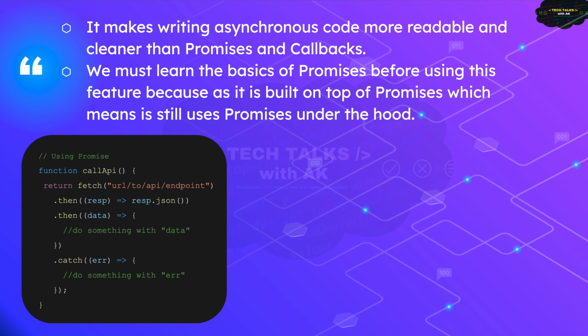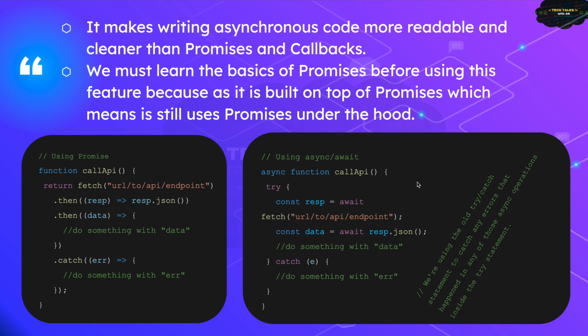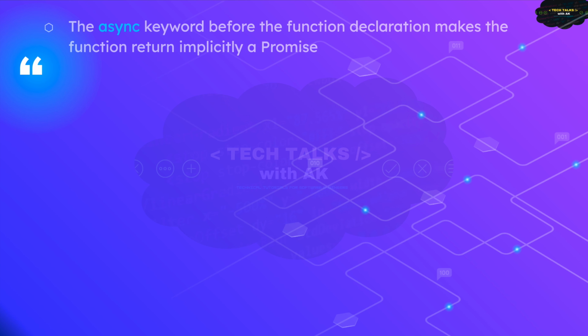If we have an example callAPI which is using promises, this can be rewritten using async await like this. Async function callAPI, then try to do something and use await for the response. Here in this function, we are using a try catch statement to catch any errors that happen in any of those async operations inside the try statement. The async keyword before the function declaration makes the function implicitly return a promise.